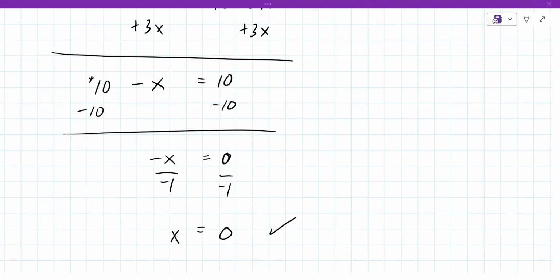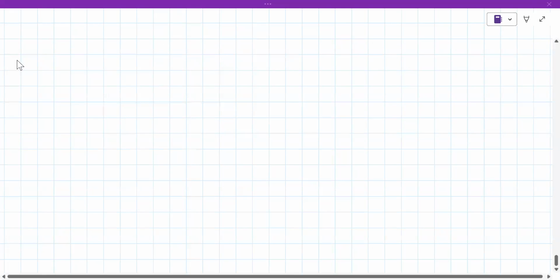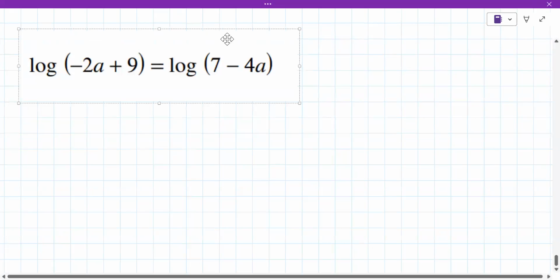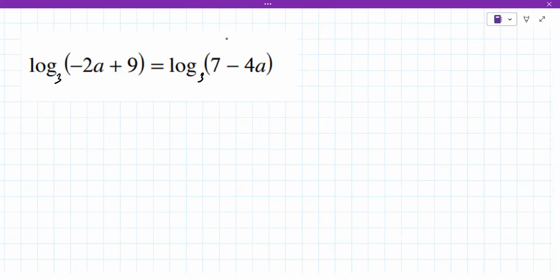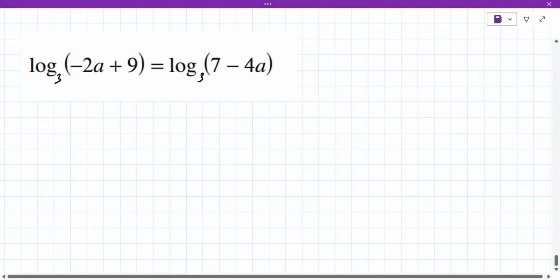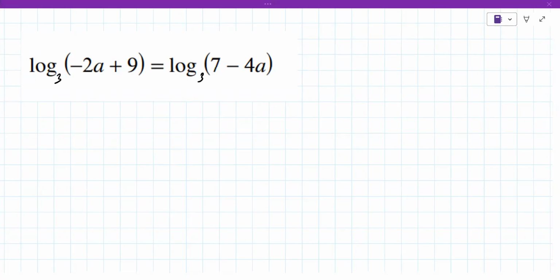It's kind of the same type. So we're going to start seeing different types of answers now. They may not always be whole numbers. They might be fractions. They might be negative. Again, if the logs are the same, and we don't even know, but let's just say it's log base 3, I'm just making that up, you can always set the inside parts equal. Give this one a try, please.